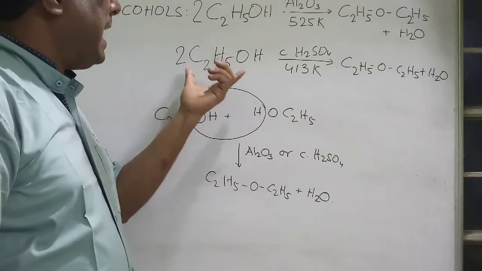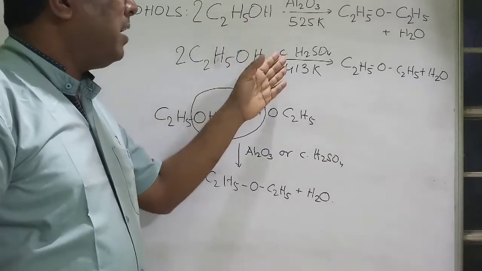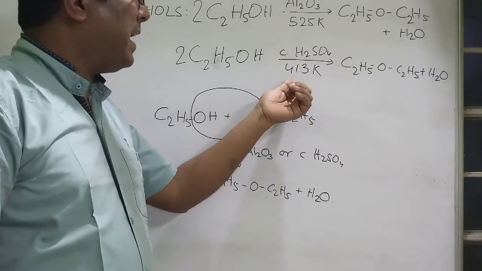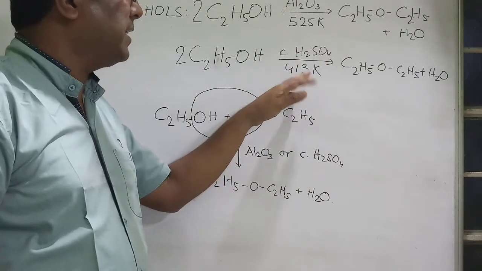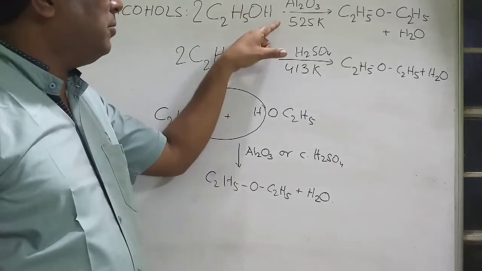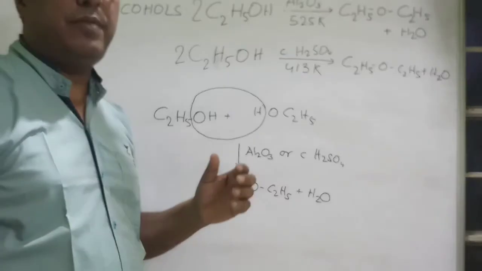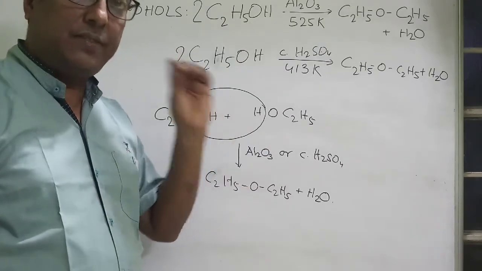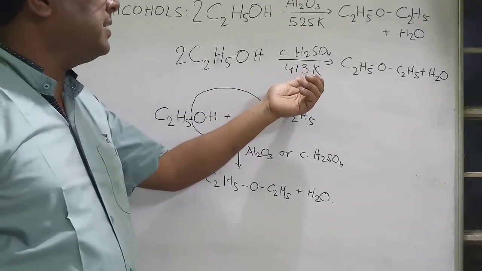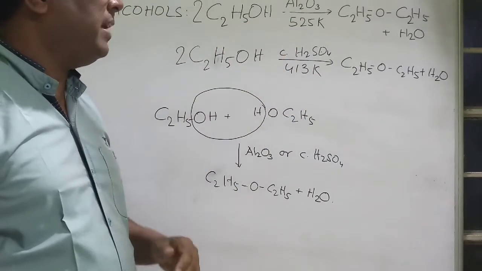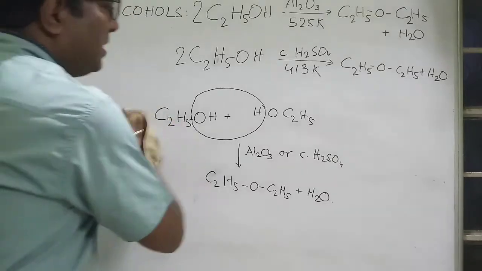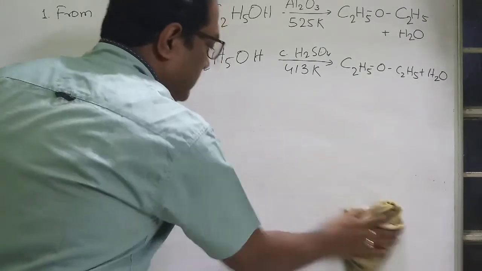So when we take alcohol and allow concentrated sulfuric acid to pass at a temperature of 413 Kelvin. Now students, be careful while you go with this type of equations. The temperature is very important. Here 413 Kelvin, here 512 Kelvin. Now you see here they form the diethyl ether.